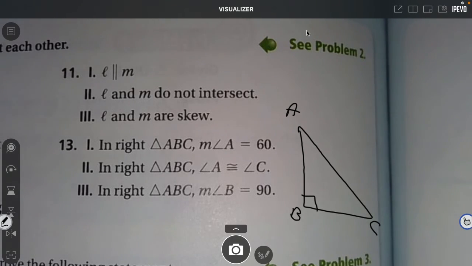And let's see. If angle A is 60, can angle A and C both be 60 with a 90-degree angle? I mean, a 60 degree, a 60 degree, and a 90 degree? No, because what do they need to add up to? 180, and it doesn't. So that's why it's going to be those two.